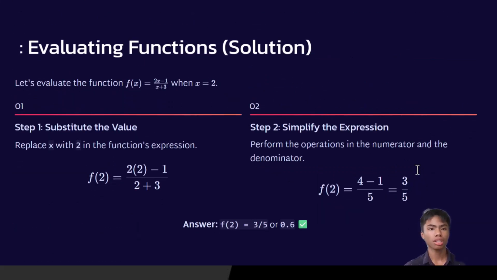Now, when evaluating the function, in step 1, we substitute the value. Replace x with 2 in the function's expression. In step 2, we simplify the expression, turning 2 times 2 becoming 4, minus 1 is equal to 3. 3 plus 2 becomes 5. Now the answer is f of 2 is equal to 3 over 5.